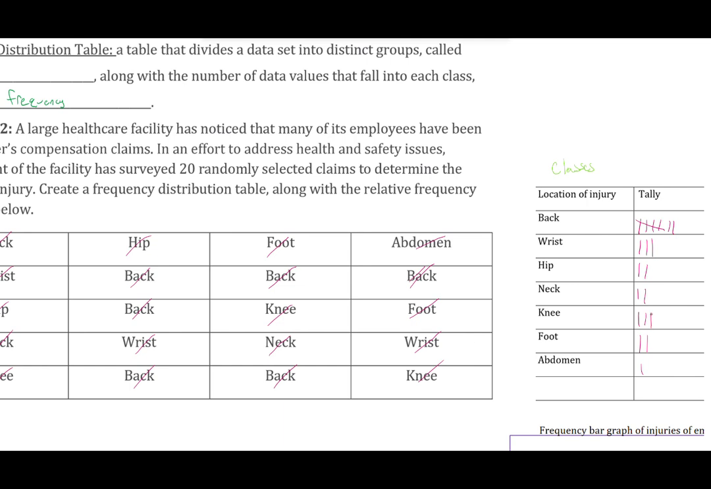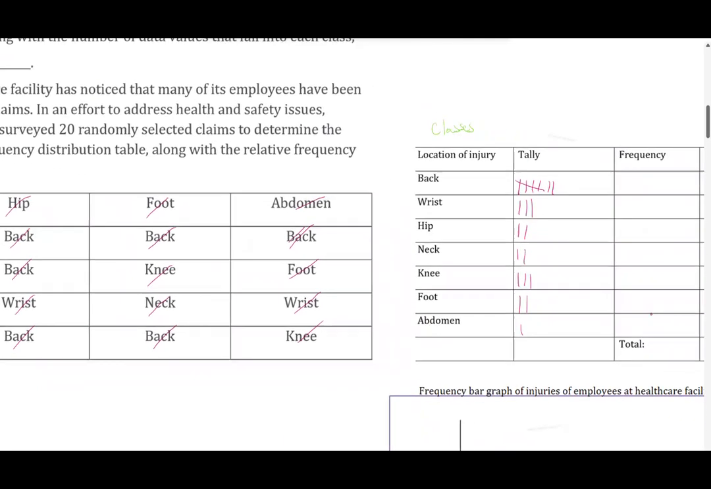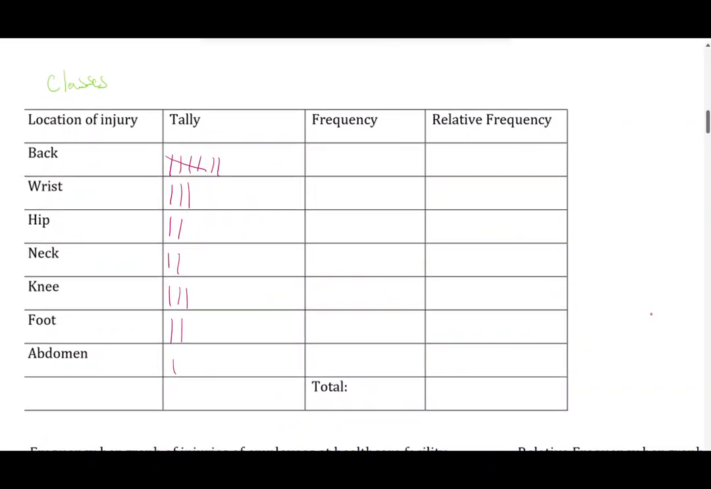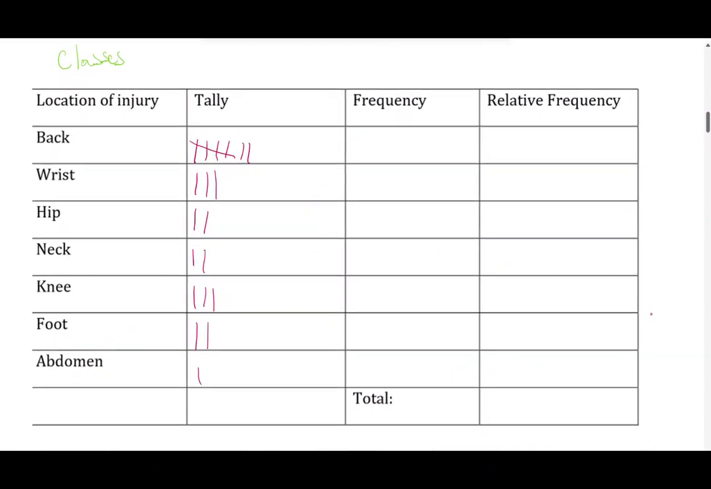All right. So these are our tally marks. The tally marks are a quick way of figuring out the frequency. Again, the frequency is how many times the data values occur. In this case, there are 7 back injuries, 3 wrist injuries, 2 hip injuries, 2 neck injuries, 3 knee injuries, 2 foot injuries, and 1 abdomen injury.